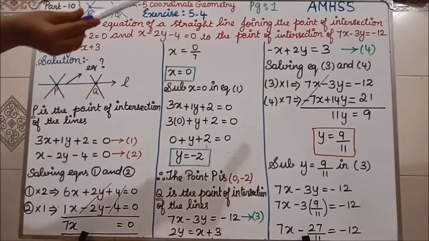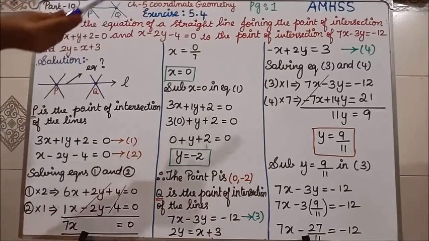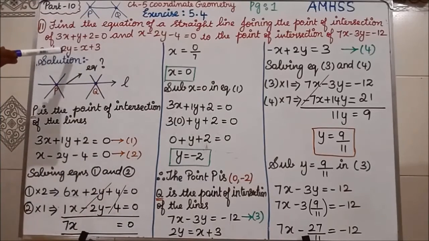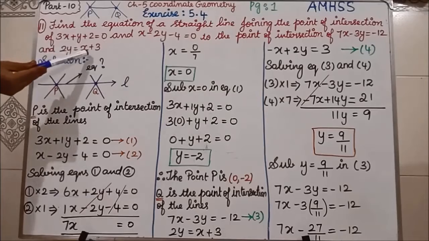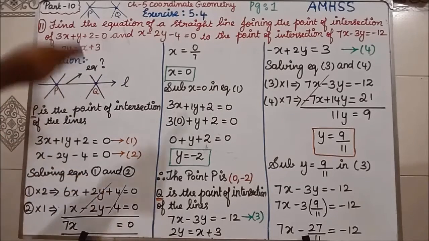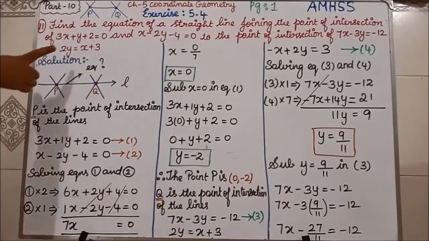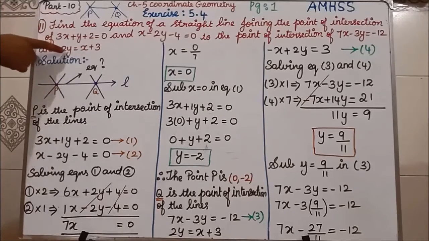Now the third equation, what we have been given in the question? 7x minus 3y equal to minus 12. The fourth equation is what? 2y equal to x plus 3. But if you see the third equation, and the first and second equations, we are having the x variable first, then the y variable, then the constant. But in this equation, we are having y first.